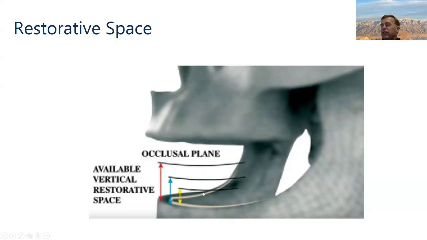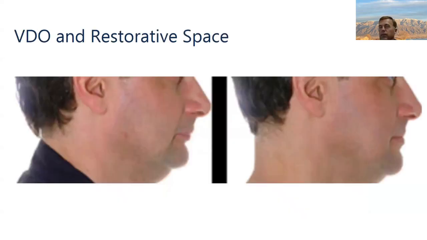If we decide to start a case without adequate restorative space, we're basically marrying ourselves and our patient to a long-term series of prosthetic failures. So don't let this bite you. Make sure that once you have your prosthetic plan, that you check and make sure that you'll have adequate restorative space for the restorative material you want to use.